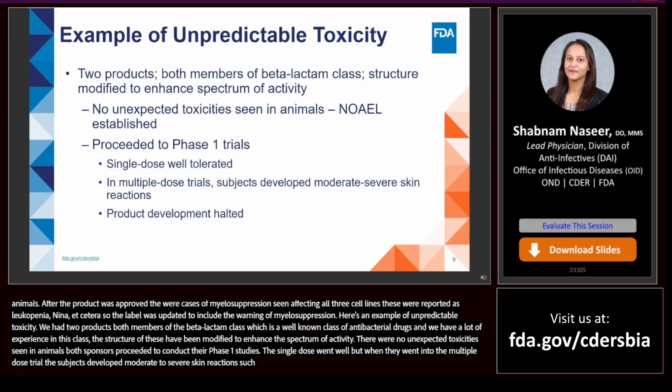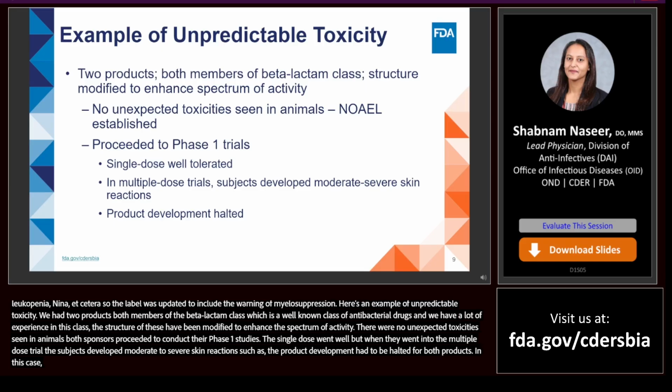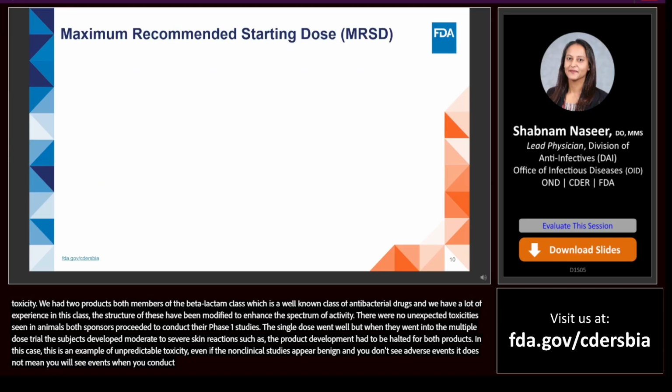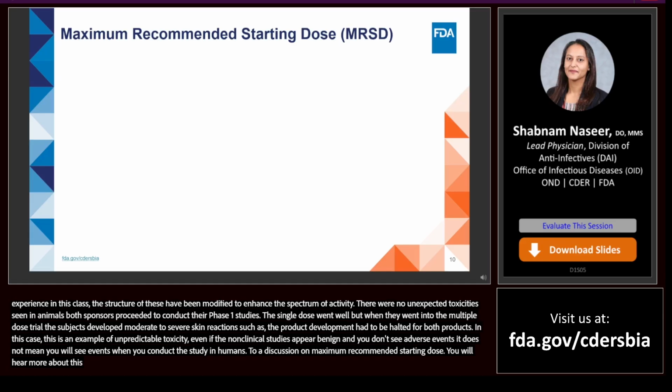So this is an example of unpredictable toxicity, and even if the non-clinical studies appear benign and you don't see any adverse events, it doesn't mean that you're not going to see events when you conduct the study in humans. Now to a discussion on maximum recommended starting dose. And you will be hearing more about this in day 2 lectures, but I'll just go over some high-level concepts from the clinical perspective.